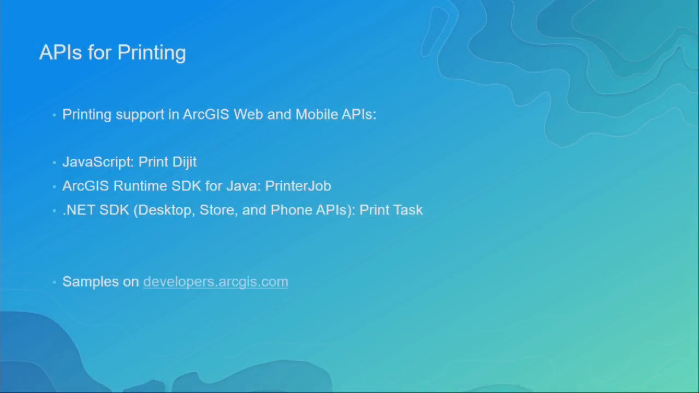Okay. So we'll just finish up with a few more slides. When you're dealing with the APIs and printing, a couple of things to keep in mind. In JavaScript, you're primarily working with the print widget. In the runtime SDK for Java, you have the print job, and in the .NET SDK, you have the print task. We tend to show JavaScript, Web AppBuilder and ArcGIS Online applications because that's what most people are doing printing with. But if you're interested in these other examples, go to developers.arcgis.com for more specific examples for those SDKs.